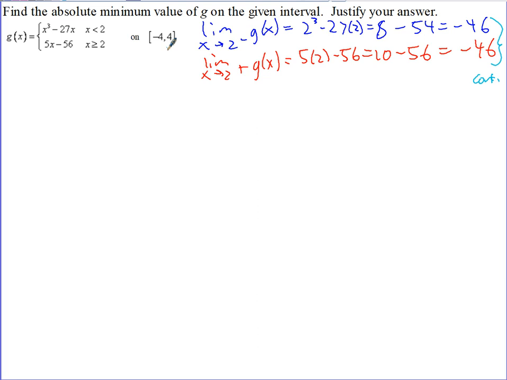And here's our interval, negative 4 to 4. So again, let's take the derivative of each piece and see if there are any more critical numbers besides the breakpoint that we used. So the derivative of the top piece would be 3x squared minus 27. Sorry, I forgot the word for there, for x less than 2. And the derivative of the bottom piece would be just 5.